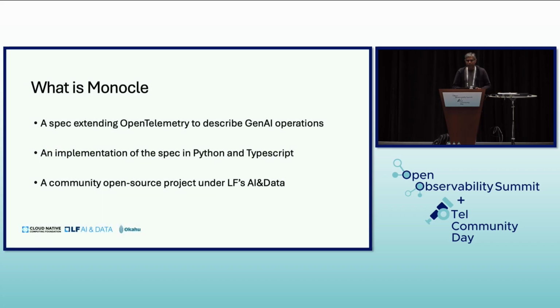Okay, so just to recap, what is Monocle? For first, it's a spec that extends OpenTelemetry. It defines the namespace. It defines the types of spans that are relevant in the GenAI space. It's also an implementation of that spec. There's a Python SDK and a TypeScript SDK, which are the two most popular languages used for GenAI applications today. And this is a community-driven open source project under the Linux Foundation.